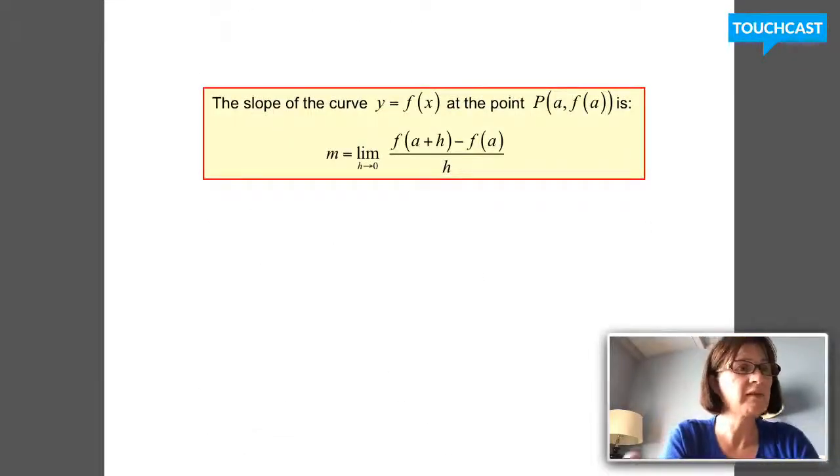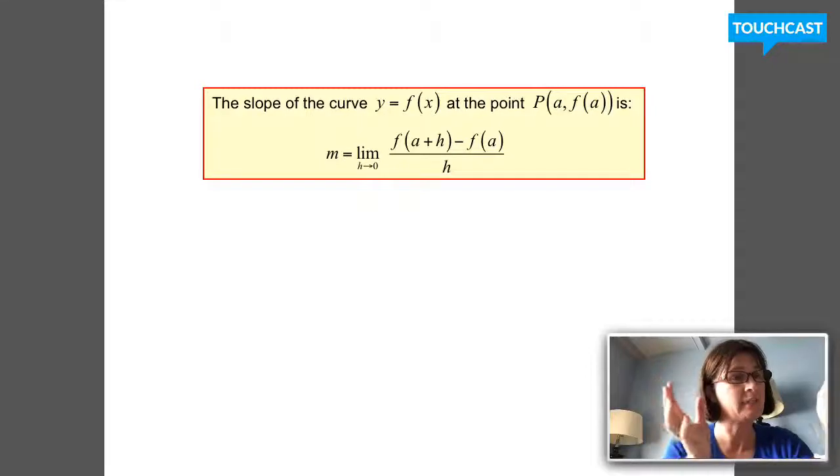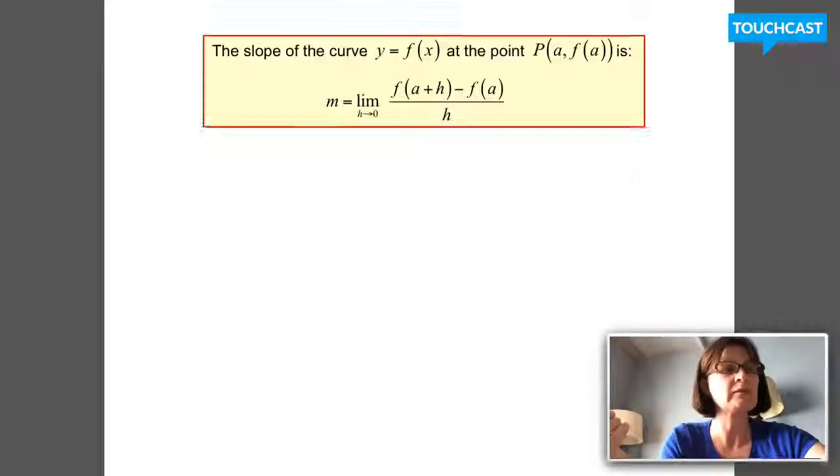Remember this important formula from 2.4. If I want to find the slope of a curve at a particular x value, I'm going to use the difference quotient. I'm going to pretend I have 2 points on the curve, even though I only care about 1 point. Pretend I have 2 points and let them get closer and closer and closer together till essentially the distance between them is 0.